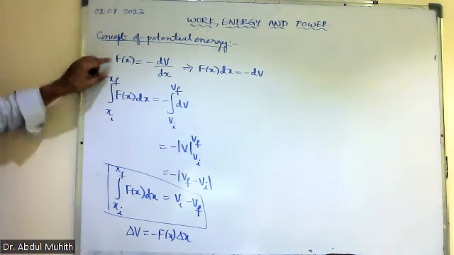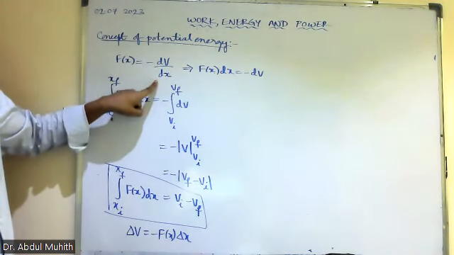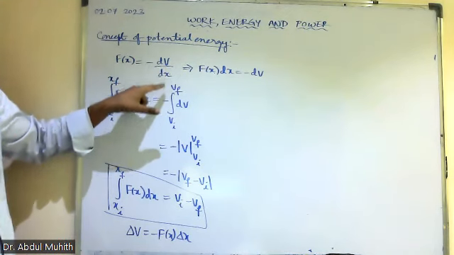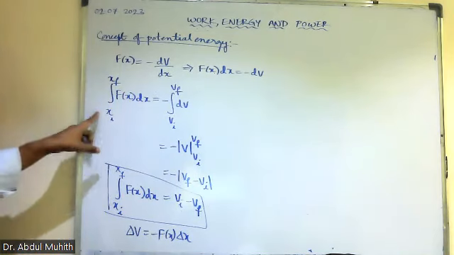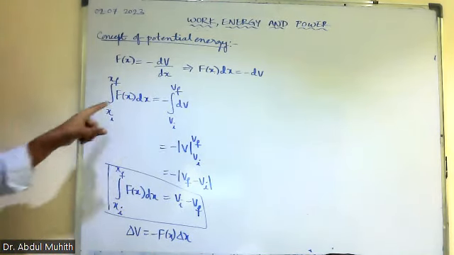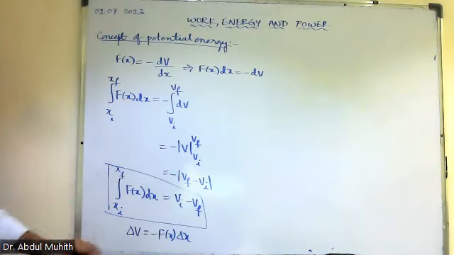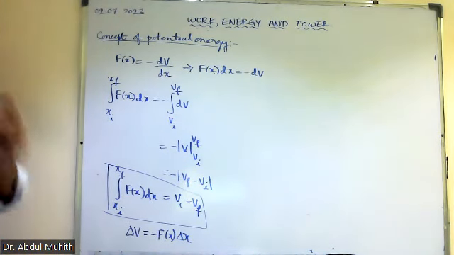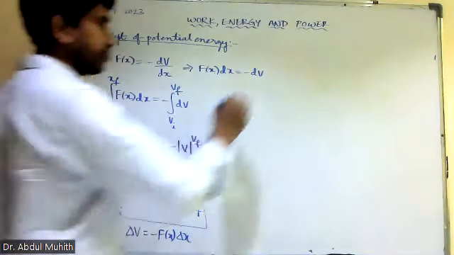See once again, F of x equals minus dV by dx. Here capital V is potential energy. Cross multiply this, now apply integration on both the sides. After applying integration, dV will become V, Vi to Vf. Apply upper limit minus lower limit. Then minus of minus will become plus. So delta V is equal to minus F of x into delta x. Is it clear? Yes, sir. Next is the law of conservation of energy.